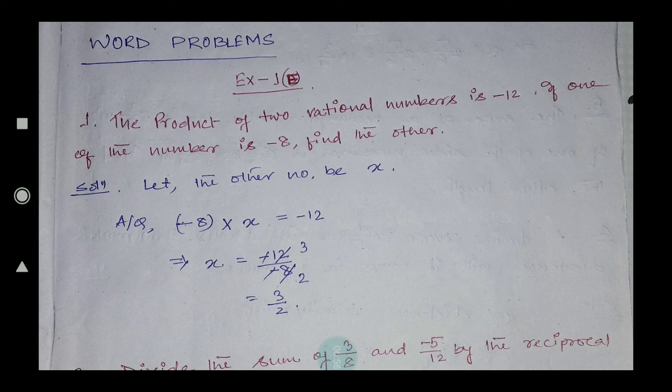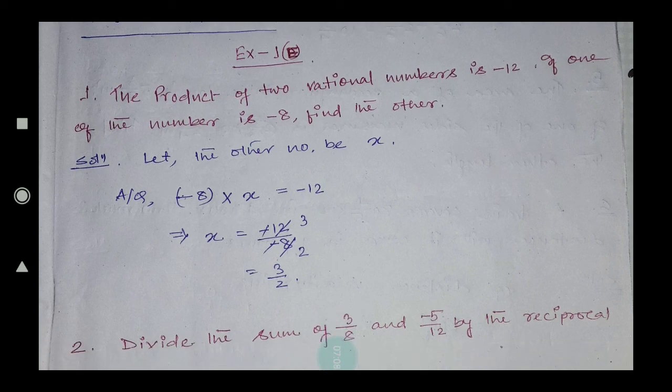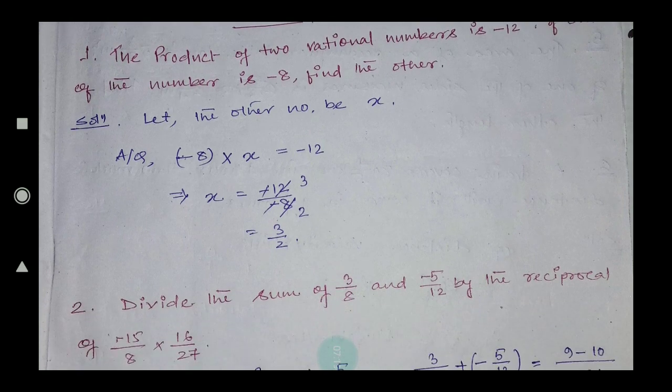So that other one I have taken as x. So according to the question, what is given? One number with another number, if you do multiplication you will get minus 12. One number is given minus 8, so minus 8 into x is equal to minus 12. We need to find x, that other number. So x will be minus 12 by minus 8, because multiplication is there, so if you move this number to the right hand side, it will be division. Minus minus will get cancelled. If you do cancellation by 4, you will get 3 by 2.